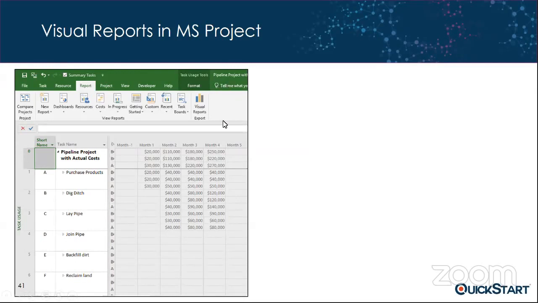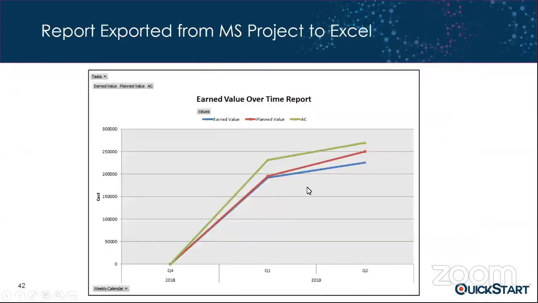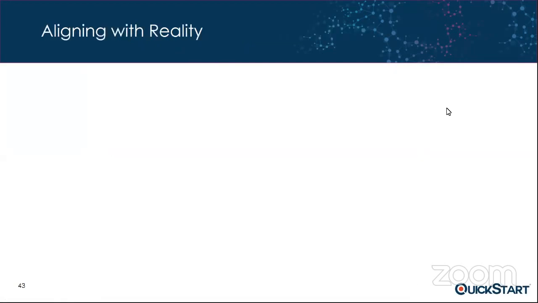There's actually a feature in Microsoft Project called Visual Reports, and if you were to drill into those visual reports, one of the reports is an earned value over time report, and look at that. You can see straight away that if we were to run that report, it gives us an S curve, and you can see your earned value, plan value, and actual cost can be exported right out of Microsoft Project into Excel for reporting purposes. So that kind of brings us up to where we are now.